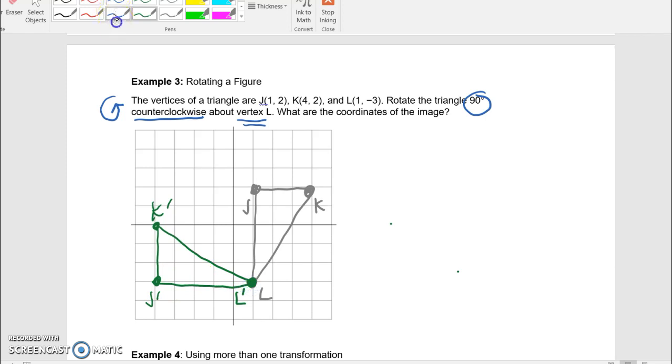And now, I'm going to use blue. You can see that from J to J prime, there's a 90-degree angle. From K to K prime, there's a 90-degree angle. Now, on our last example, we wrote a rule, and that was because we rotated about an origin. So we can't write a rule for this one. So all I need you to do for this one is just write the coordinates of J prime, K prime, L prime.